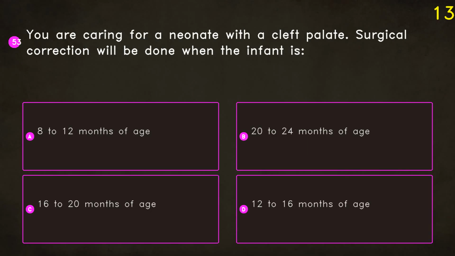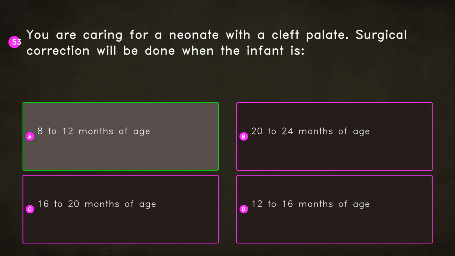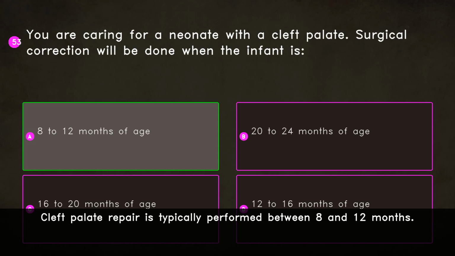Question 53. You are caring for a neonate with a cleft palate. Surgical correction will be done when the infant is A. 8 to 12 months of age, B. 20 to 24 months of age, C. 16 to 20 months of age, D. 12 to 16 months of age. The correct answer is 8 to 12 months of age. Cleft palate repair is typically performed between 8 and 12 months.